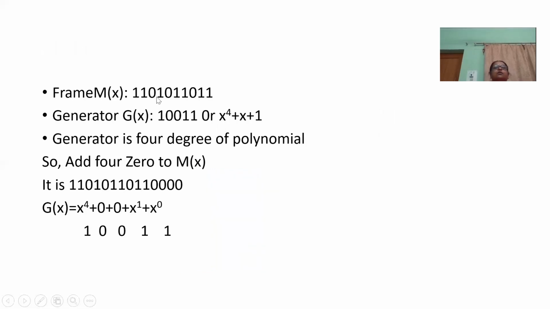The frame is 110101101 from the question. And the generator is x to the power 4 plus x plus 1. We find the generator 10011. How to find it? X to the power 4 plus, this is the place of x to the power 3. There is no value for x to the power 3, so I have put 0 here. Again, no term for x to the power 2, so put 0, plus x to the power 1, and 1, this is x to the power 0.